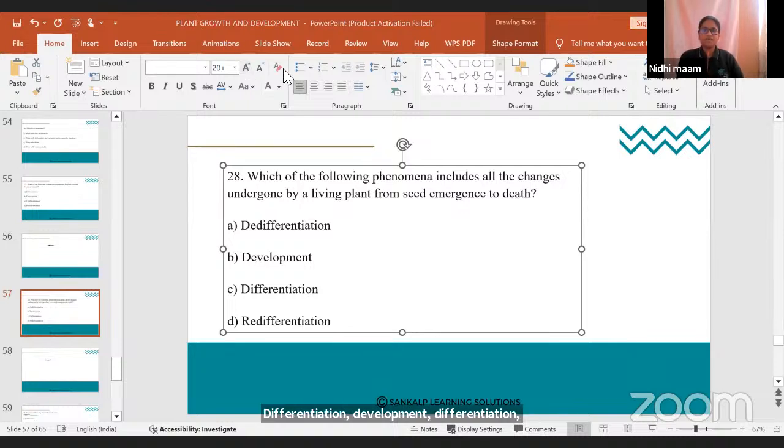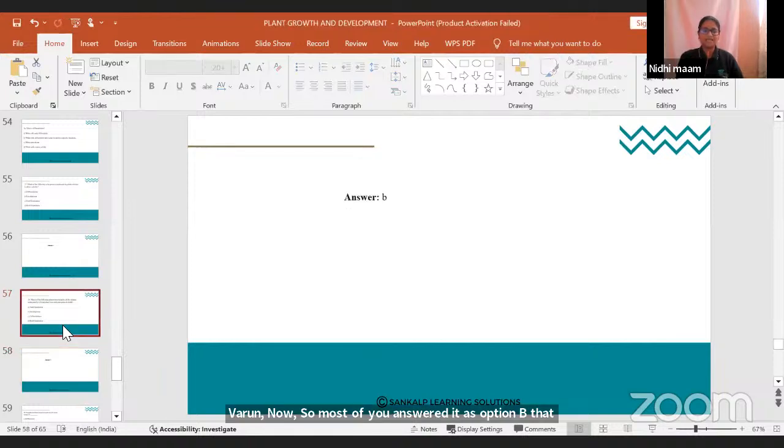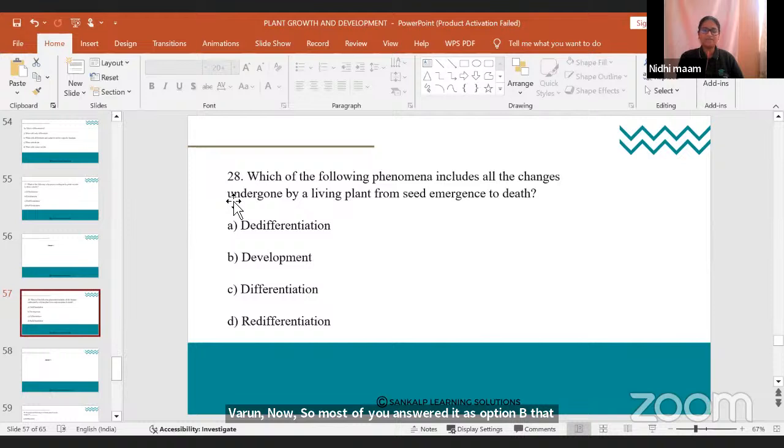Varun, Siddhan Gowda, Impana, Navyashri, Sharat answered it. So most of you answered it as option B, that is development. Exactly. Option B, development is the right answer. Next question.